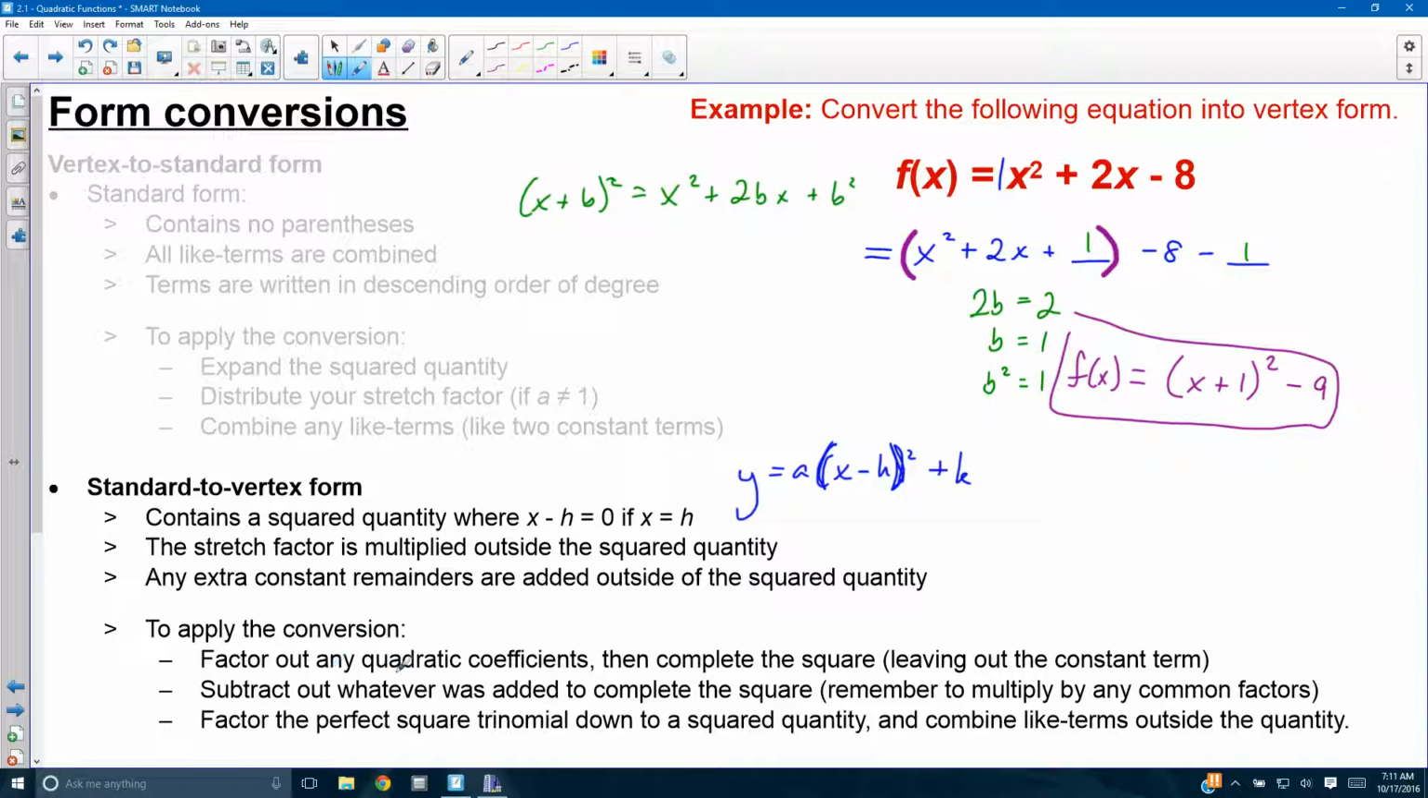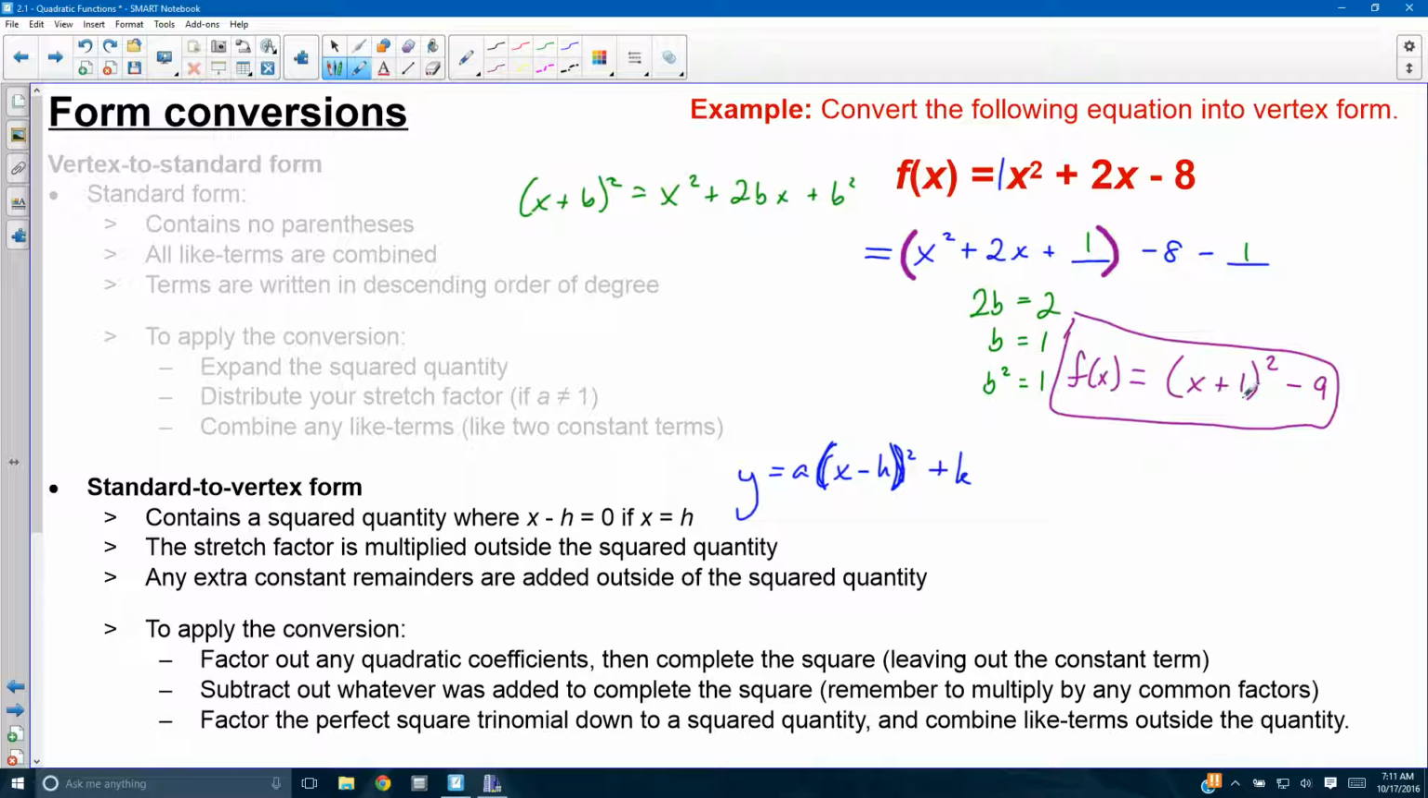Now, I didn't really state what else was here, but I did, but I didn't read along. Subtract out whatever was added to complete the square. So I subtracted out whatever was added, and then factor the perfect squared trinomial down to a squared quantity, and then combine like terms outside the quantity. So there you go. Got all that set and taken care of.